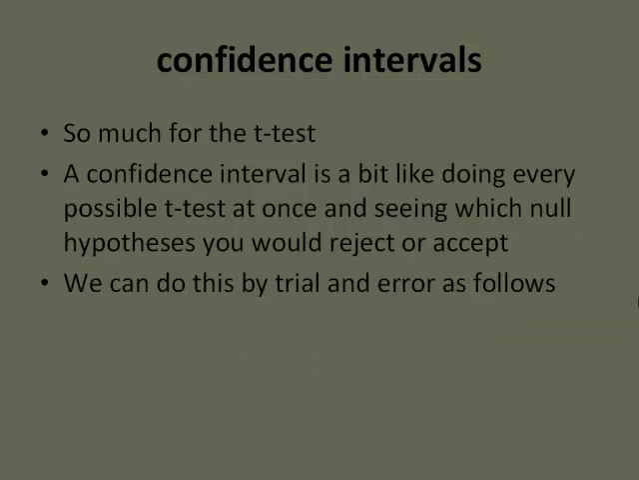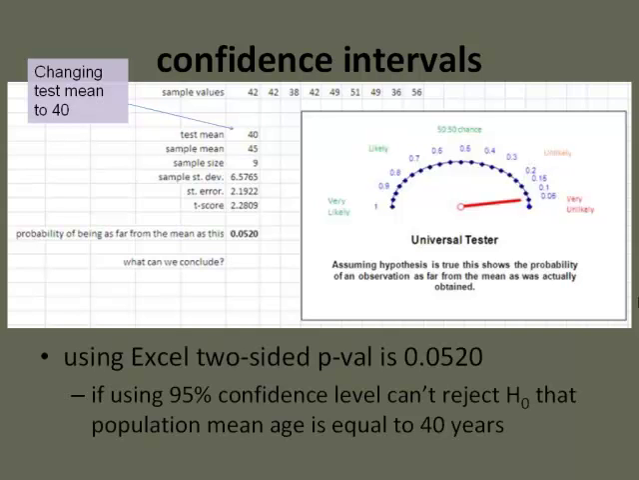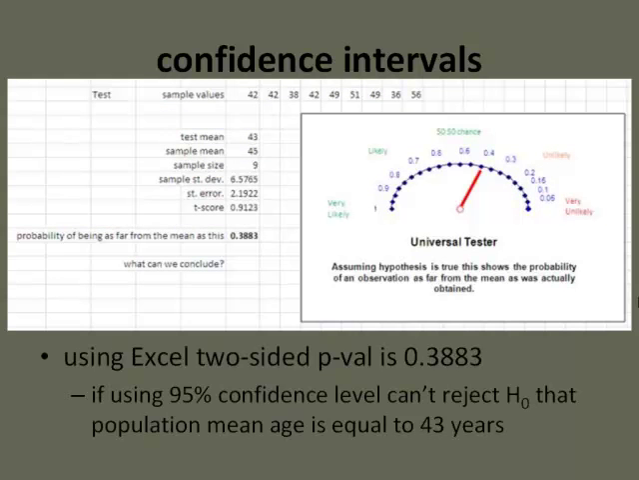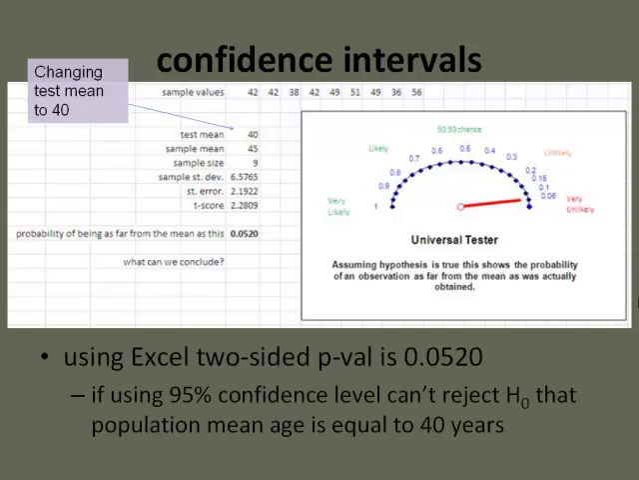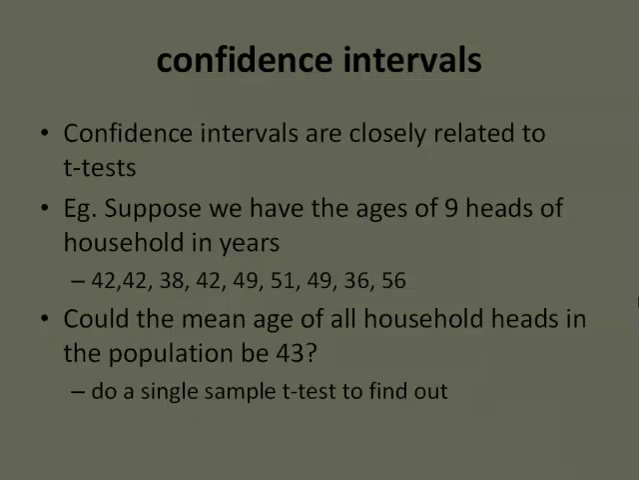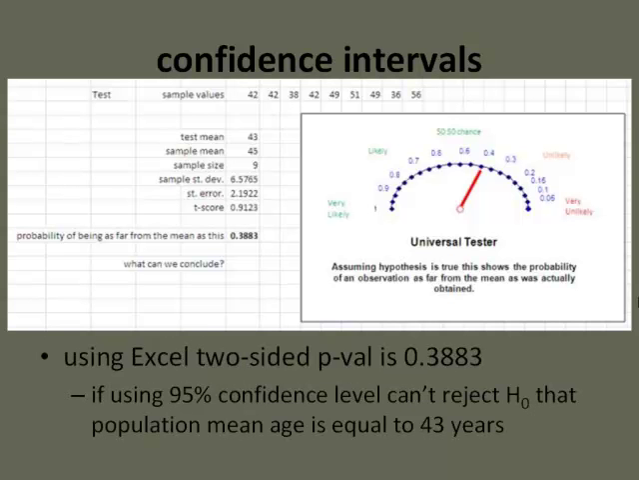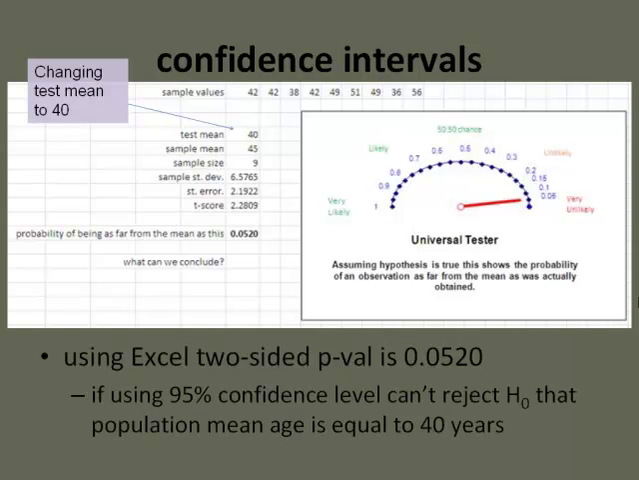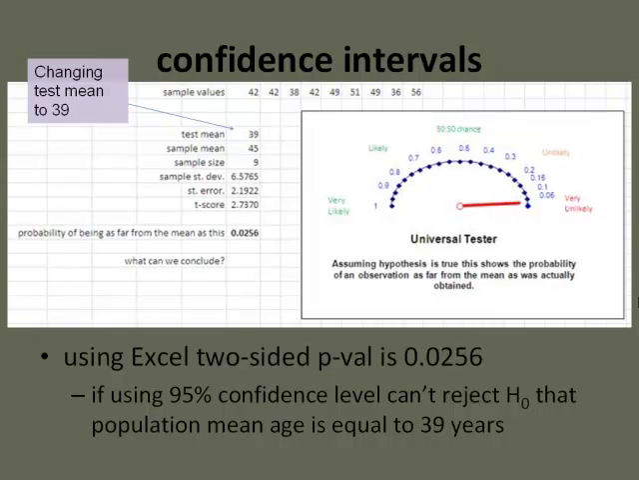A confidence interval is like doing every kind of t-test at once and seeing which null hypothesis you would accept or reject. By trial and error, you could do this. Instead of testing 43, we test 40. The mean we got in our sample was 45. So 43, we can't reject. If we go down to 40, it's quite unlikely we'd get as big as 45. If we go to 39, you can reject it. So somewhere between 40 and 39, if that was the mean, we'd reject it.